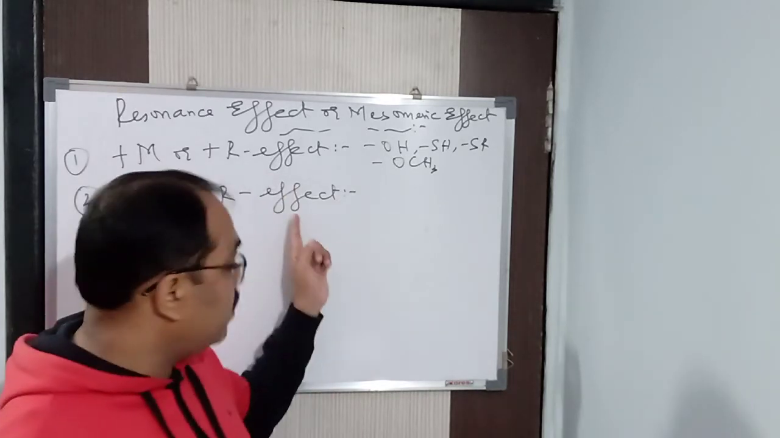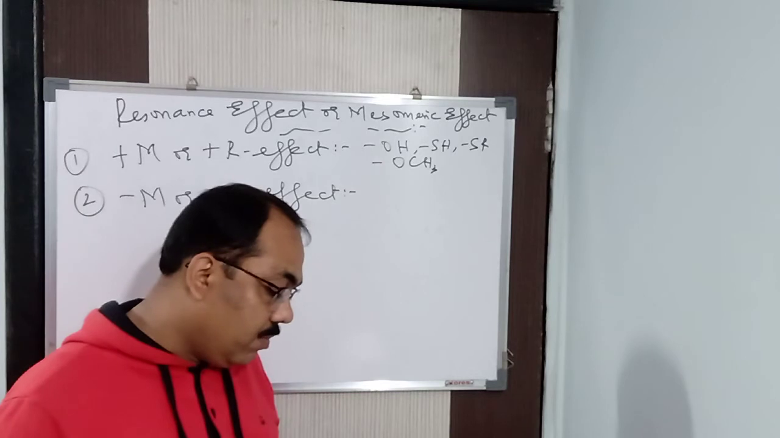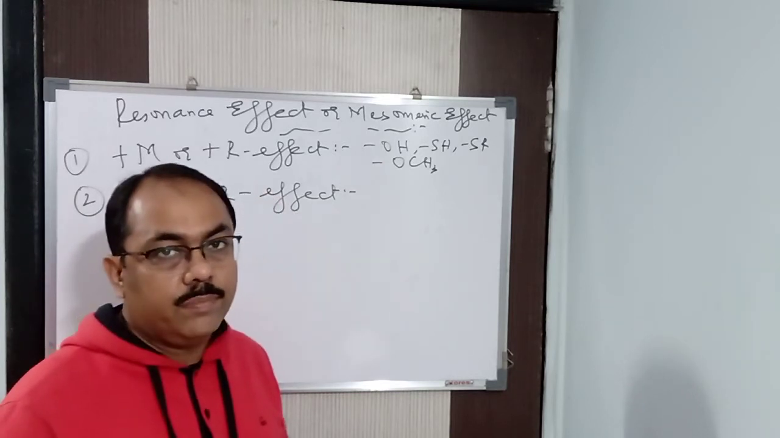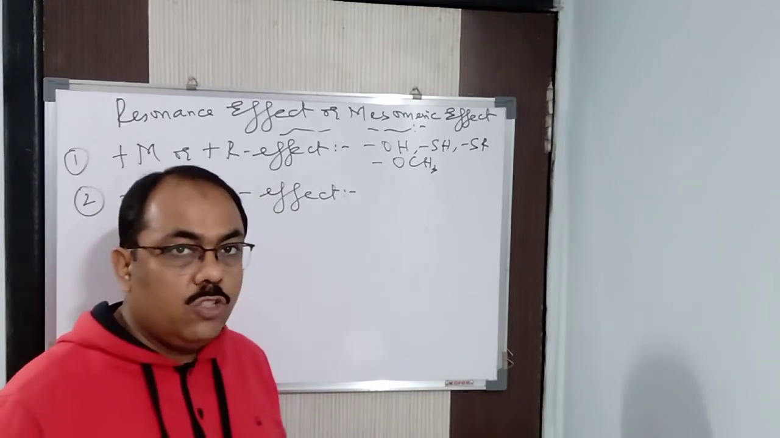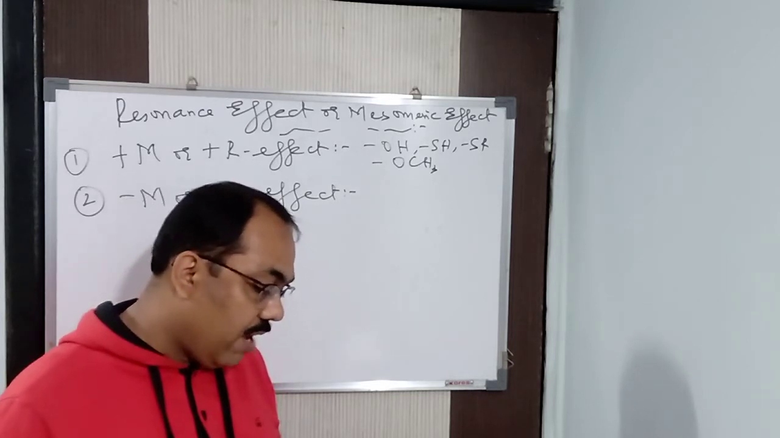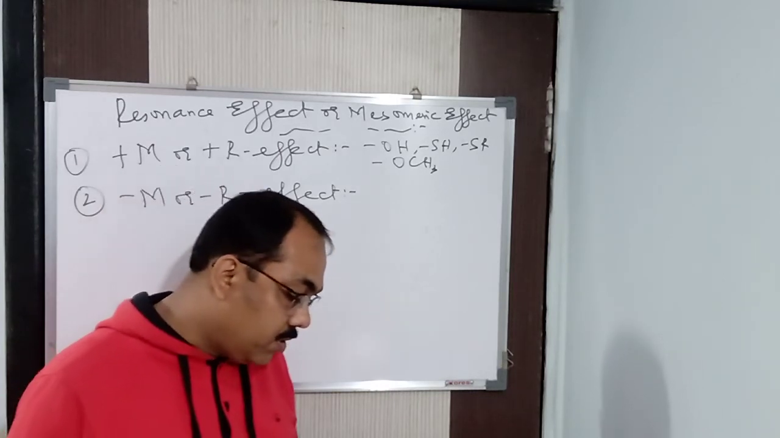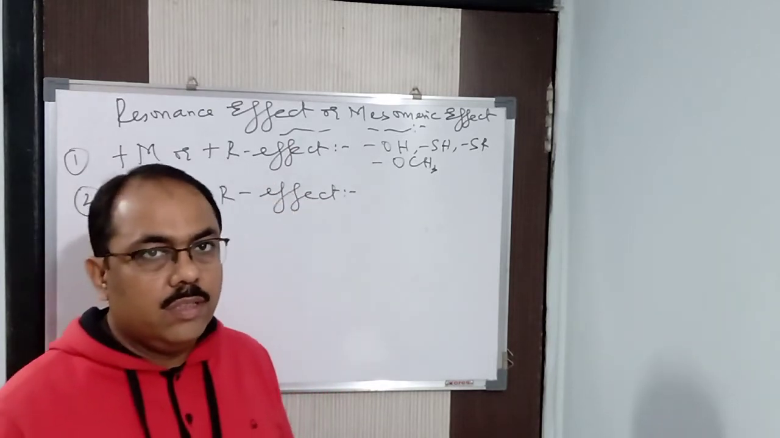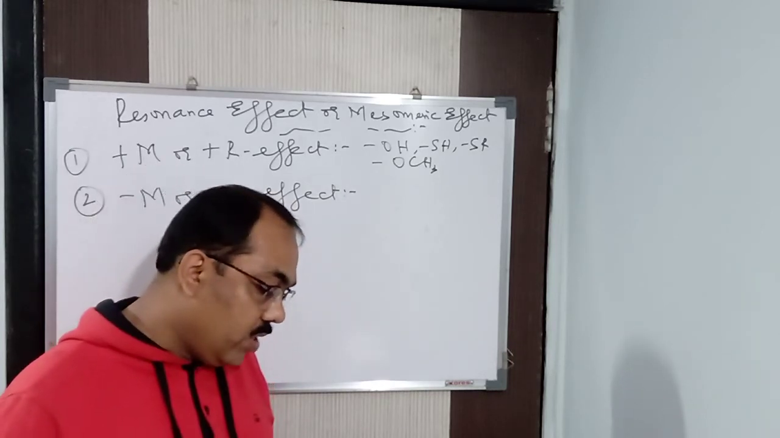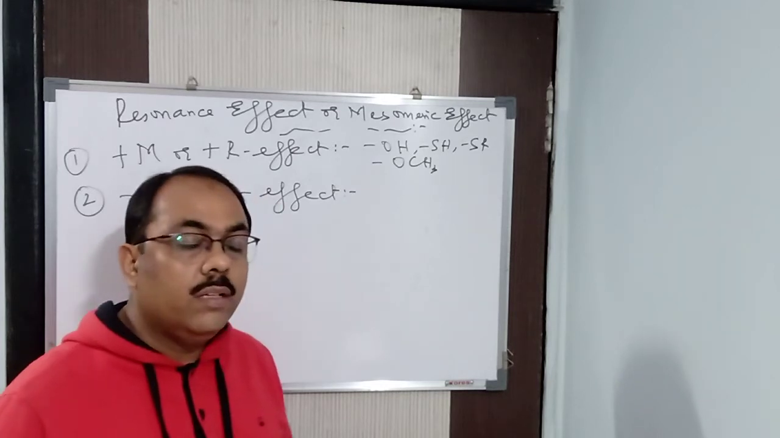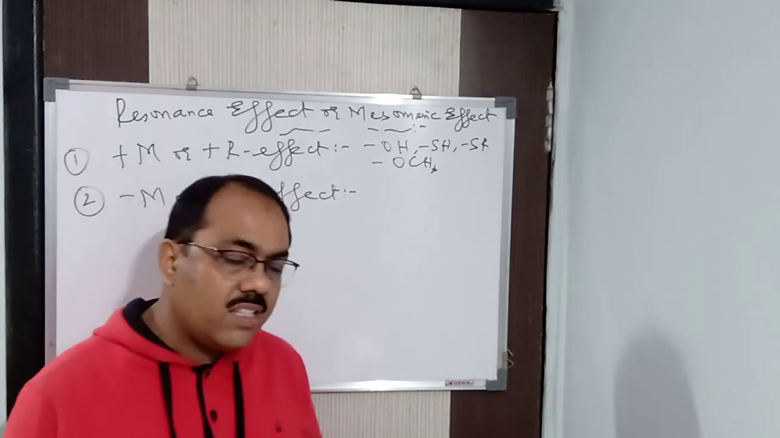Now next is your minus R or minus M effect. Groups which withdraw electrons from the double bond or from a conjugated system towards themselves due to resonance are said to have minus R or minus M effect.